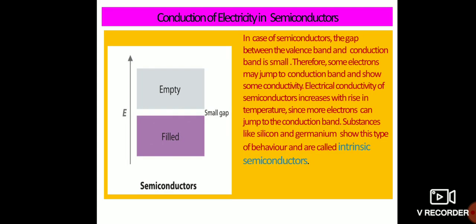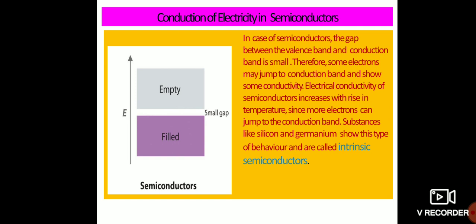Now let's go to the semiconductors. As semiconductors have a small gap between the conduction and valence band, on acquiring some energy, from the electric field or even from the temperature, the electrons can jump from the valence band to the conduction band, which leads to conduction of electricity. With an increase in temperature, the conduction increases. Substances like silicon and germanium show this type of behavior and are called intrinsic semiconductors.